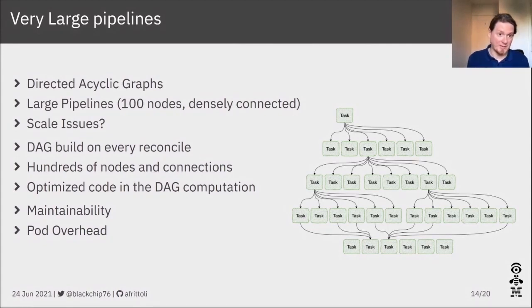Very large pipelines still pose maintainability issues. And there is one scale aspect that needs to be taken into account: a task usually corresponds to a pod in Kubernetes. And there is some setup work involved in creating a pod, which means that if you have a pipeline with hundreds of tasks, you will have hundreds of pods, and this overhead is multiplied by 100.